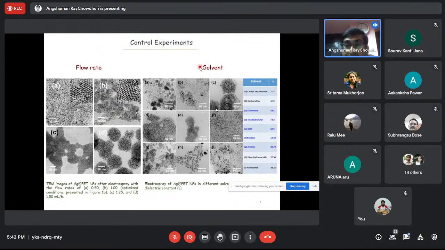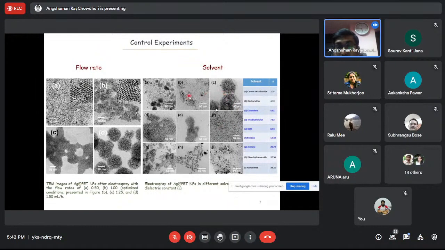Now coming to the solvent. Solvent means where the material is dissolved. The solvent gives a different pH in the microdroplet environment and a different dielectric constant, and in a different solvent the material's dissolving property will also change. So we have arranged the solvents by dielectric constant. We started with carbon tetrachloride, whose dielectric constant is 2.4, and went up to acetonitrile, which is 38.25. Chloroform is 4.41.